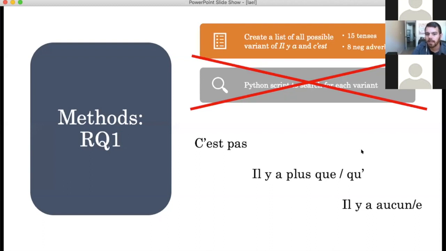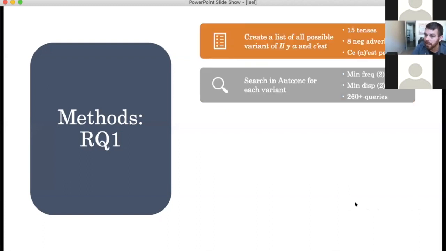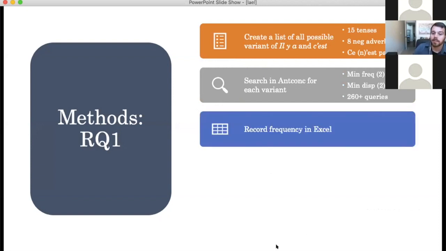And so I ended up using a system of manual searching in AntConc, because I saw the results. I could triple check for any additional variants. And then I set a minimum frequency of 2 and a minimum dispersion of 2 before I would capture the number of results and record those in Excel. This took time because it was over 260 queries, but I really think it was valuable to look at all of these results, not necessarily one by one, but at least in one aggregate form per query, and get an idea of what's common, what's happening here.